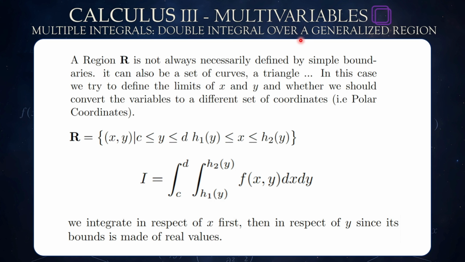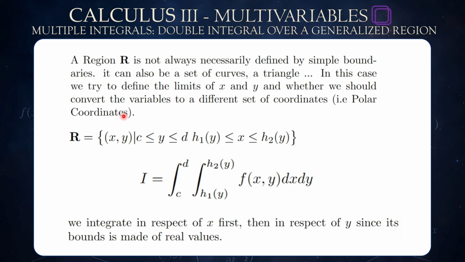Double integral over a generalized region. A region R is not always necessarily defined by simple or rectangular boundaries. It can also be a set of curves or a triangle. In this case, we try to define the limits of x and y and whether we should convert the variables to a different set of coordinates, such as polar coordinates.